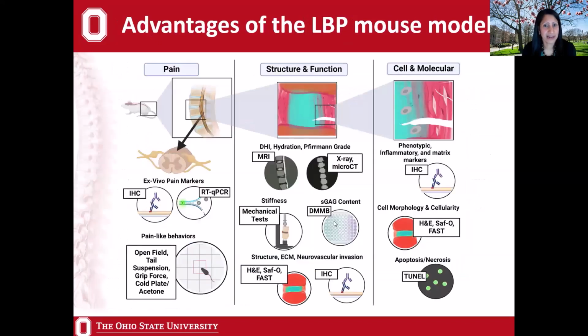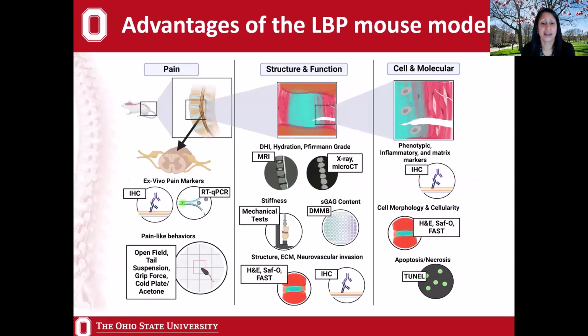And I think what makes the mouse model really attractive is the fact that we can assess multiple parameters just using the mouse. We're able to assess pain behaviors at the macro scale, and then look at the dorsal root ganglion, looking at the neurons and phenotyping them. And at the same time, we can look at the structure and function of the disc.